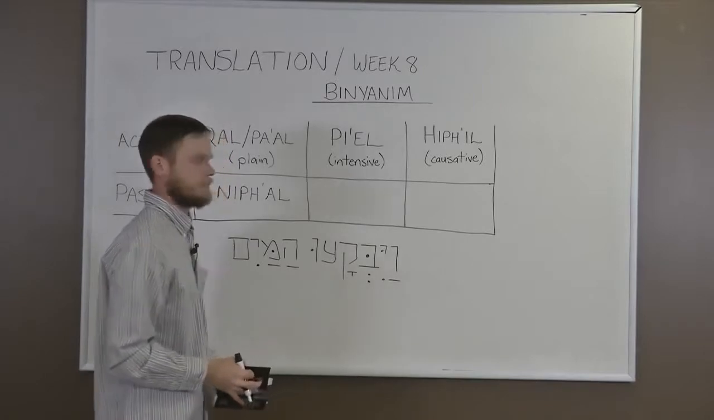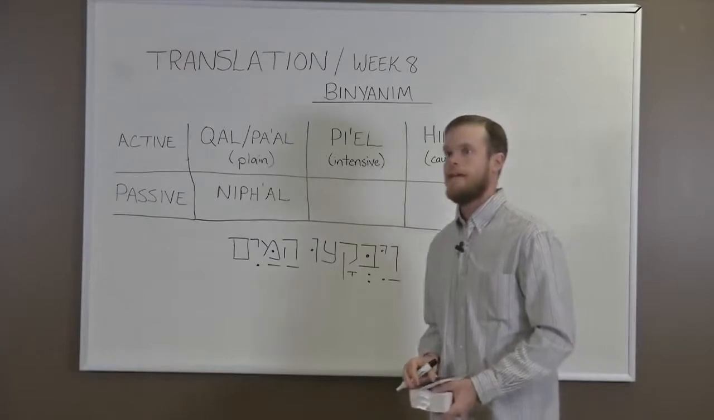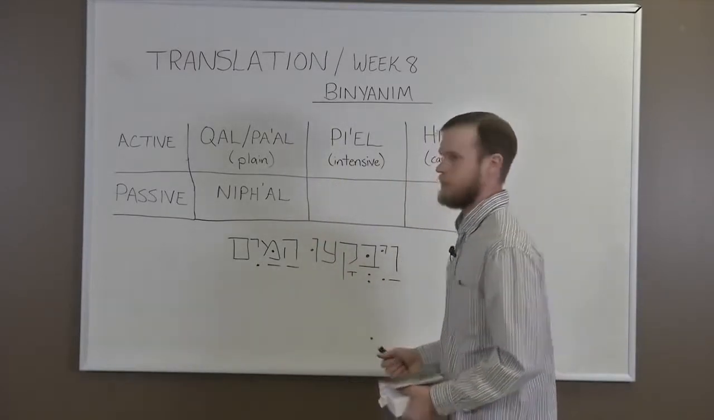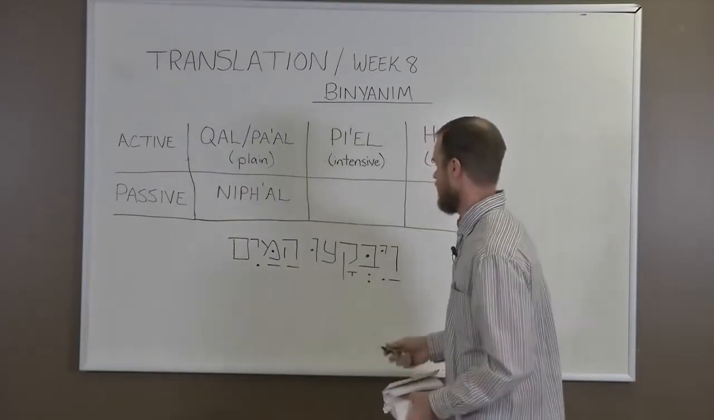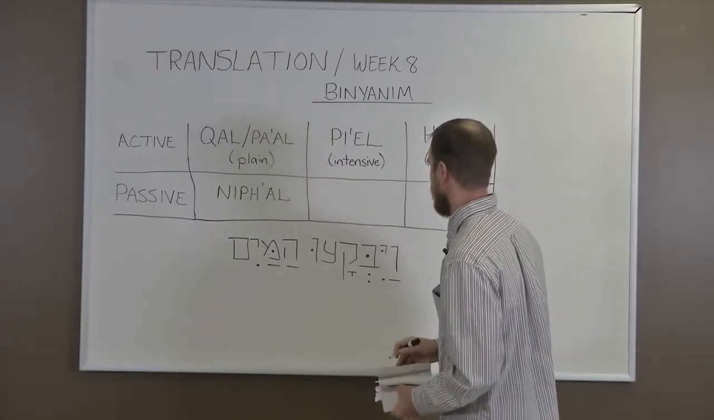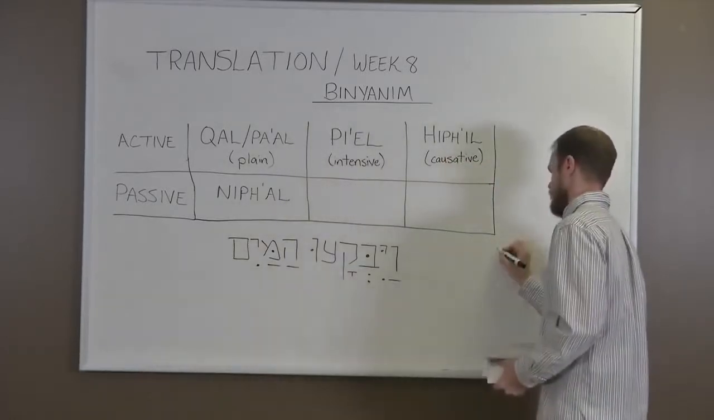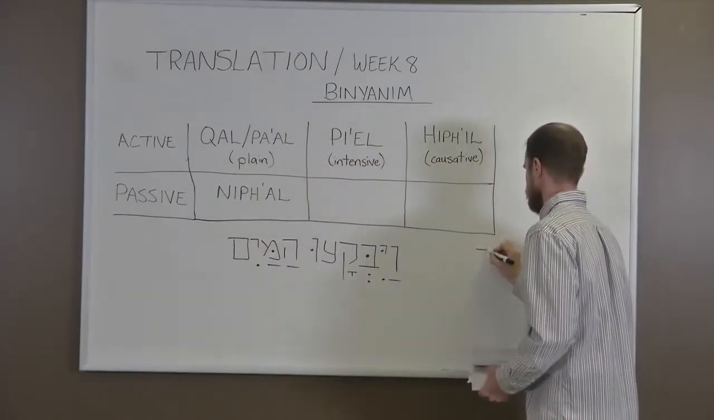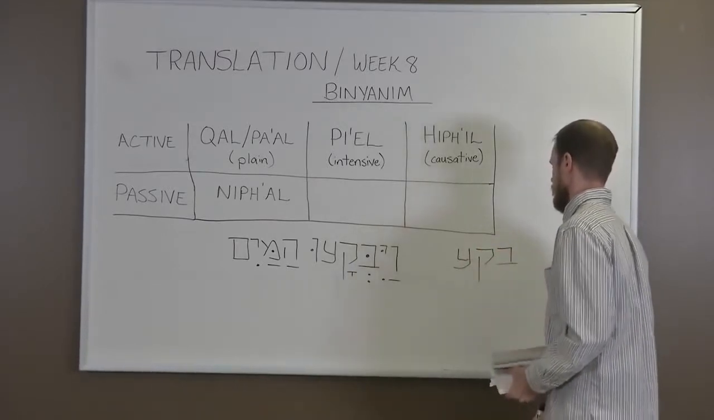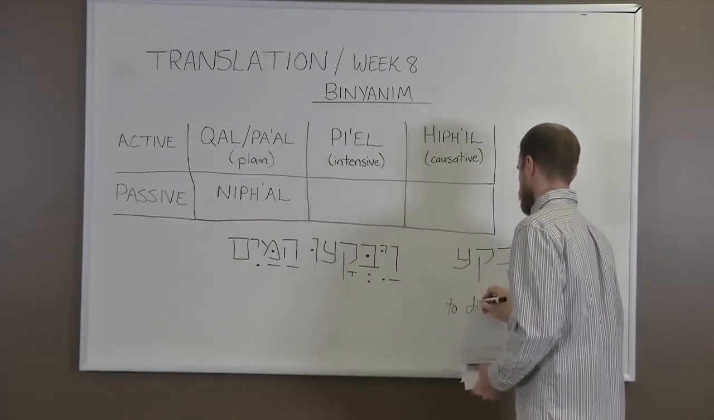Vayivka'u hamayim, the last two words of Exodus 14:21, talking about binyan nifal. And so the root of this verb right here is beit kuf ayin, which means to divide.